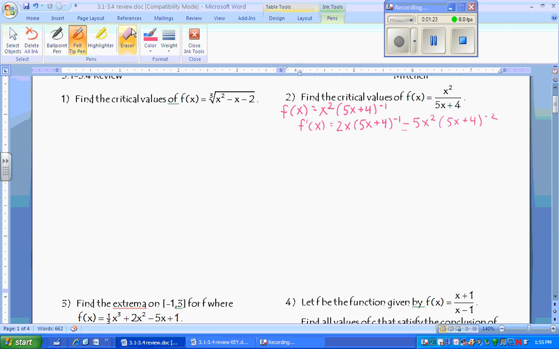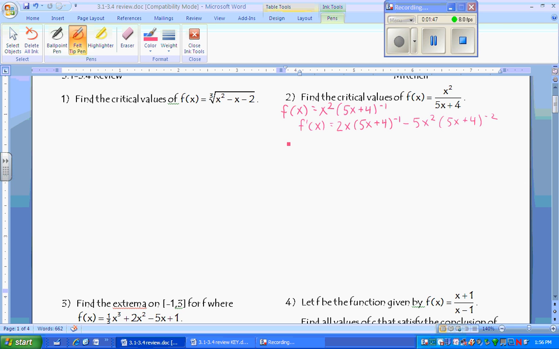The negative 2 is there because once you go negative 1, minus 1, it's negative 2. And then the 5x is because you have to take the derivative of the inside as well, so it's negative 5x squared. That's just how you take the derivative.